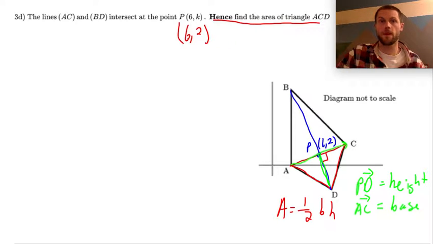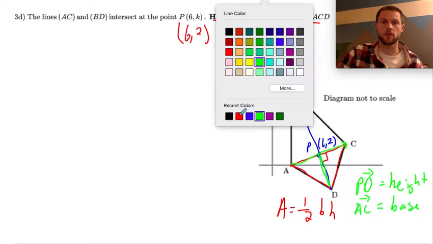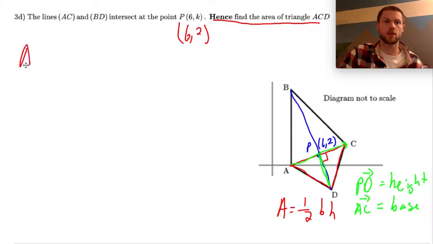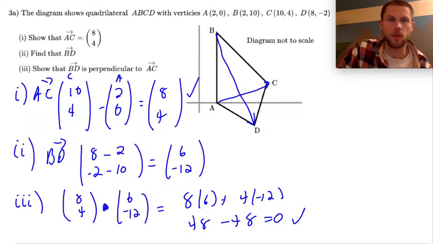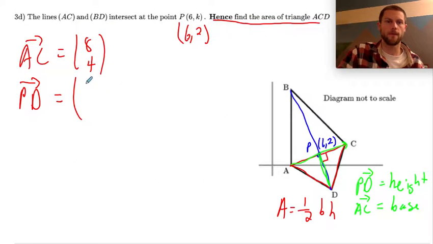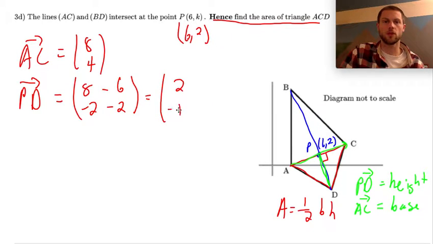I actually know what AC is. If I go back to red here, the vector AC was 8, 4, and the vector PD, well, that's just going to be ending at point D. So I believe that point was, well, now I have to go back. I forget what point D is. Point D is 8, -2. And I have to subtract point P, and point P is 6, 2. So the vector PD is equal to 2, -4.